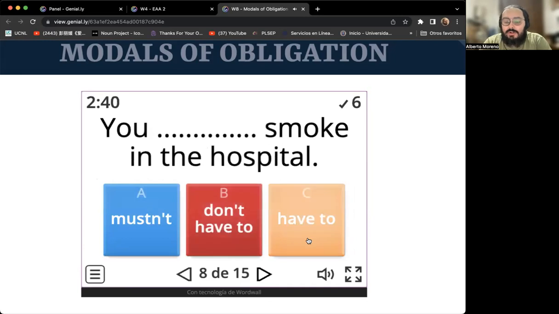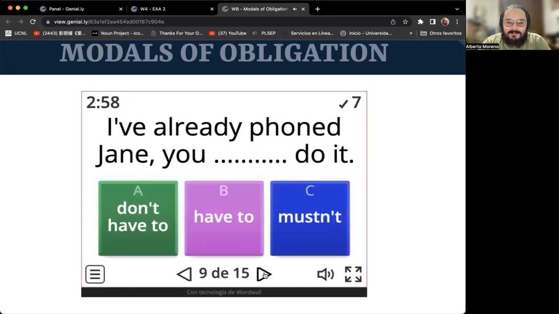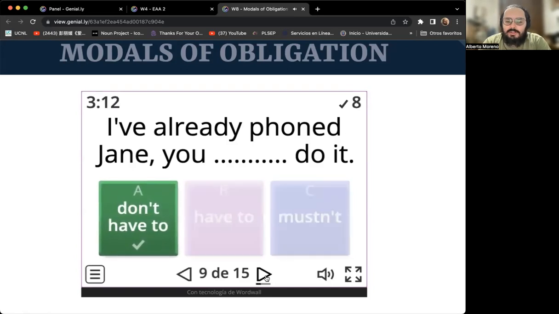You smoke in the hospital. Mustn't, don't have to, or have to. You don't have to, because if you want, you can do it, but if you don't, it's okay. Es más como una prohibición, ¿no? El fumar en los hospitales. Mustn't. I've already found Jane. You do it. Ya le marqué a Jane o ya hablé con Jane. Tú, hacerlo. Don't have to. Okay, don't have to.